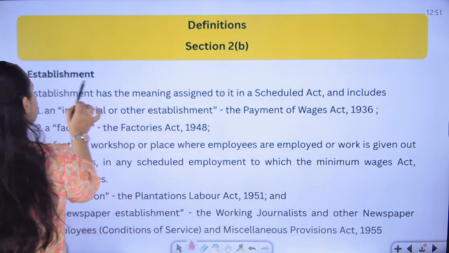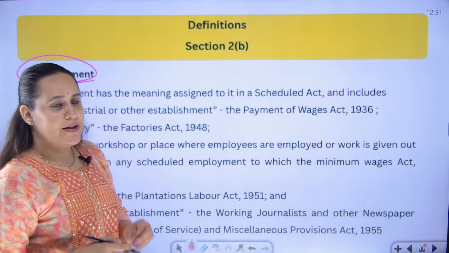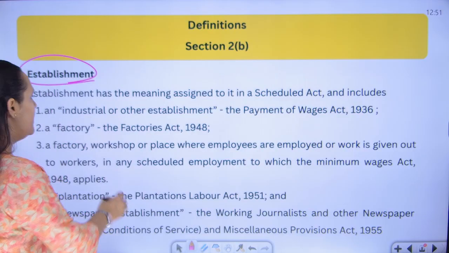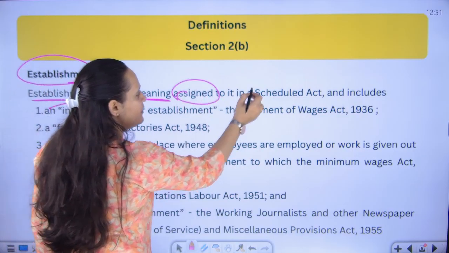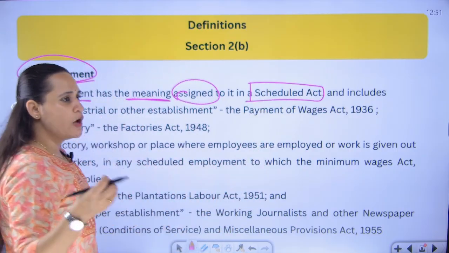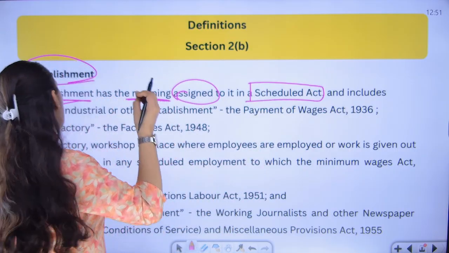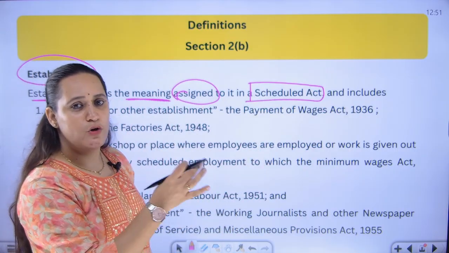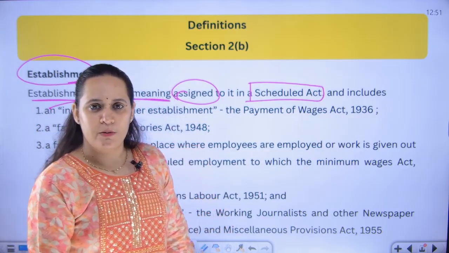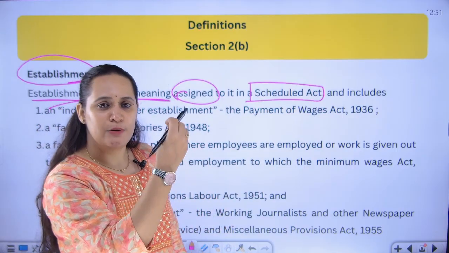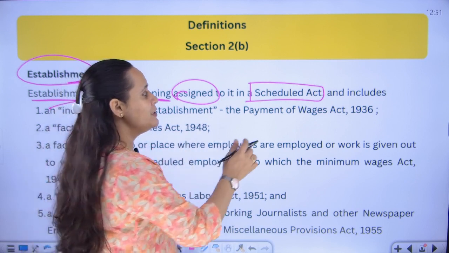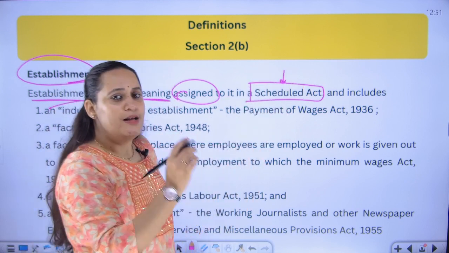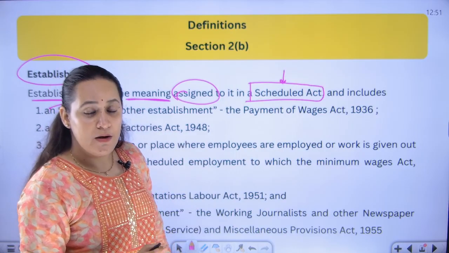The second important definition is the term establishment. Again, the same logic applies here. Establishment is going to have the same meaning that is given to it under the Scheduled Act. If you are talking about the Factories Act, the definition of establishment under the Factories Act is going to become applicable. If you talk about the Minimum Wages Act, the definition of establishment under the Minimum Wages Act will become applicable.